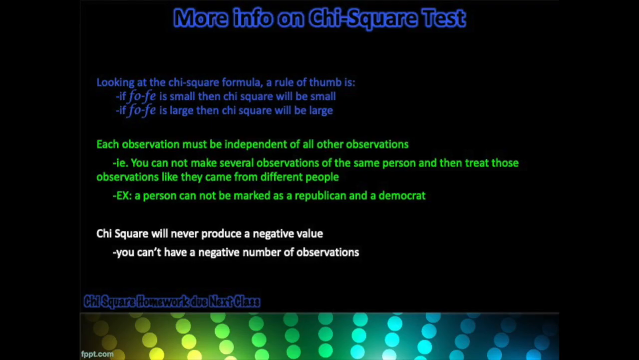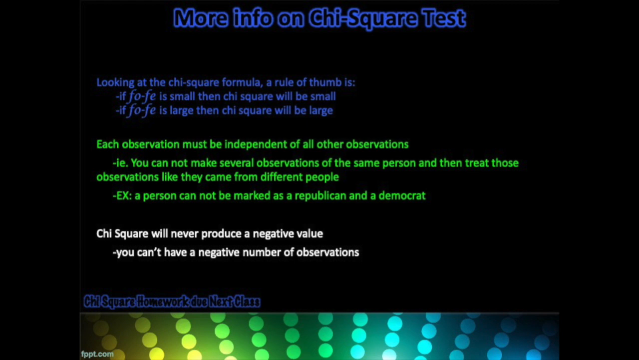So I'm going to give you just a little bit more info on the Chi-Square test. If you are looking at the Chi-Square formula and you calculate through it, a good rule of thumb is that your calculation for the FO minus FE, if that number is small, then your Chi-Square test statistic, the final value that you get, should also be small. So a little bit of a way to check your work there. If the FO minus FE is large, then your Chi-Square calculated value should also be large.